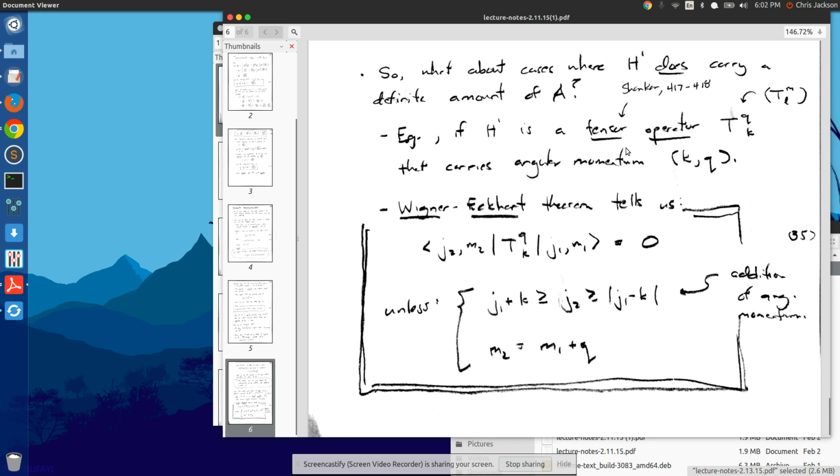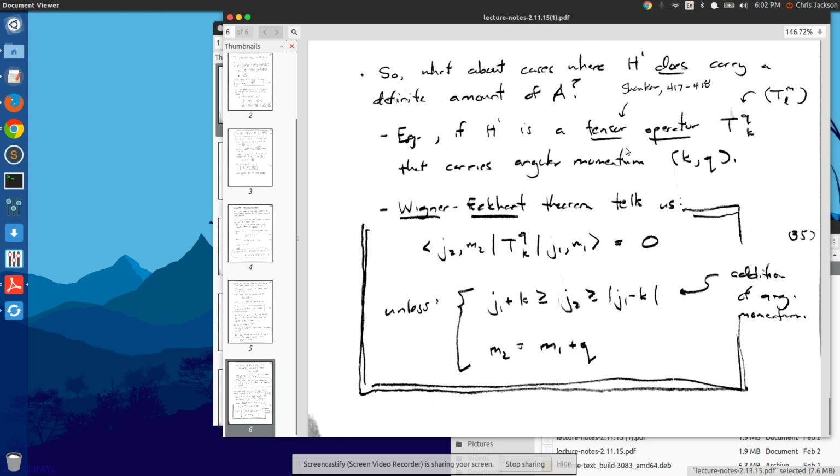This is when you're dealing with angular momentum states, and you can write your operators as tensor operators. Typically these will be position operators, and those we can always write in terms of tensor operators. I don't believe we did a lot of this when we talked about angular momentum.